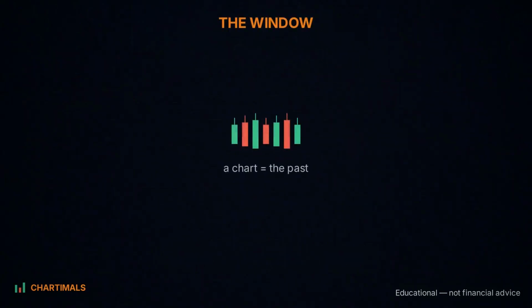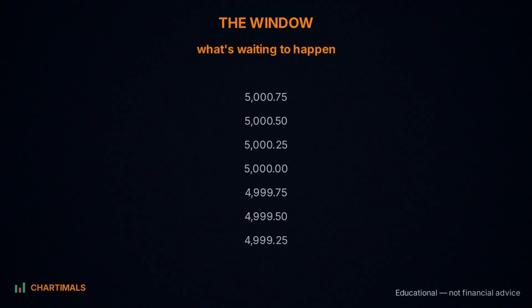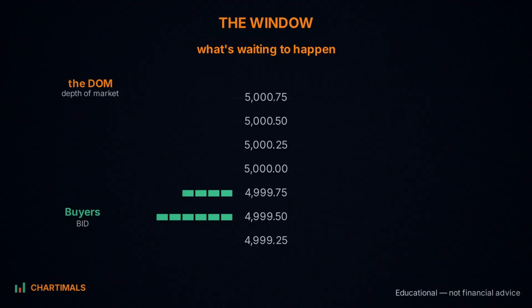Most charts show you what already happened. Candles, the past painted after the fact. The order book shows you the opposite, what is waiting to happen right now. It's called the DOM, short for depth of market, and it is really just a price ladder. One price per row. On the left, the orders from buyers waiting to buy. On the right, the orders from sellers waiting to sell.